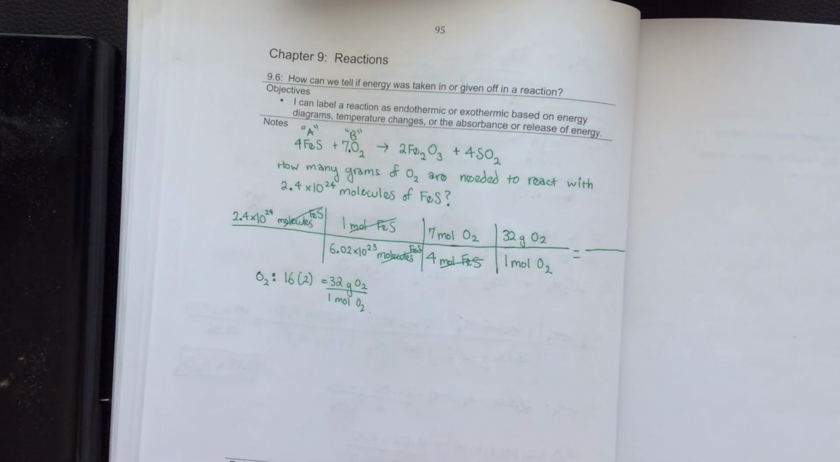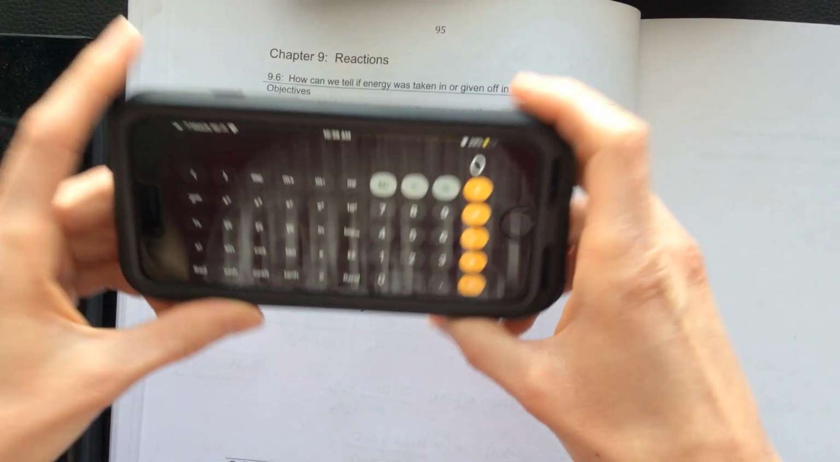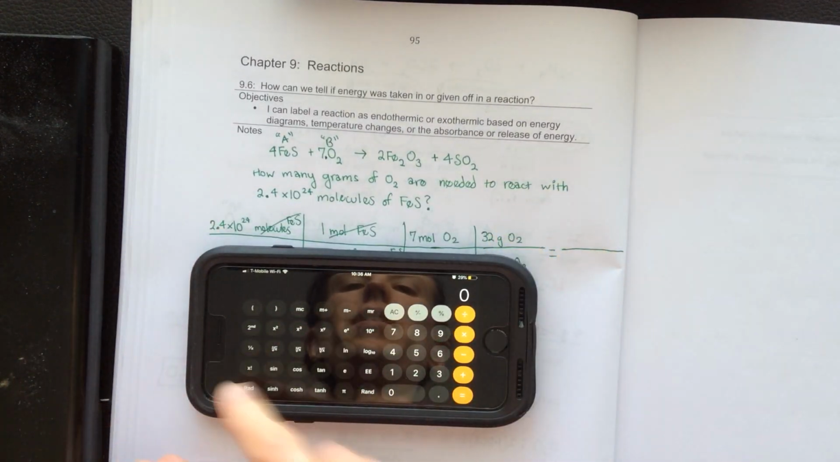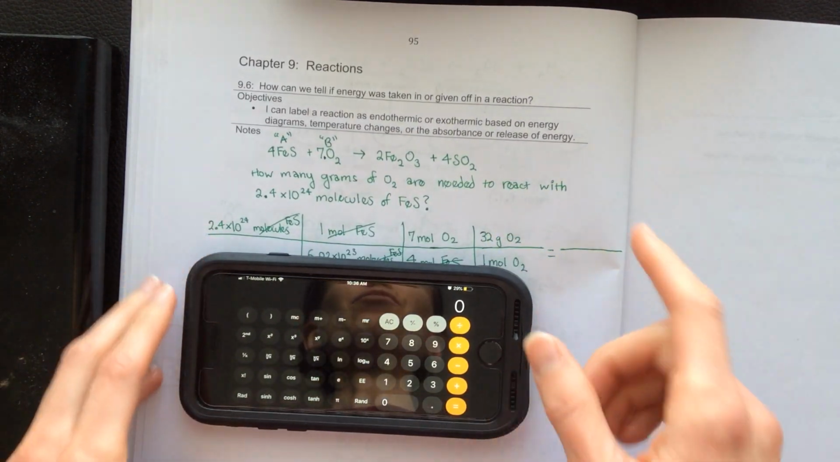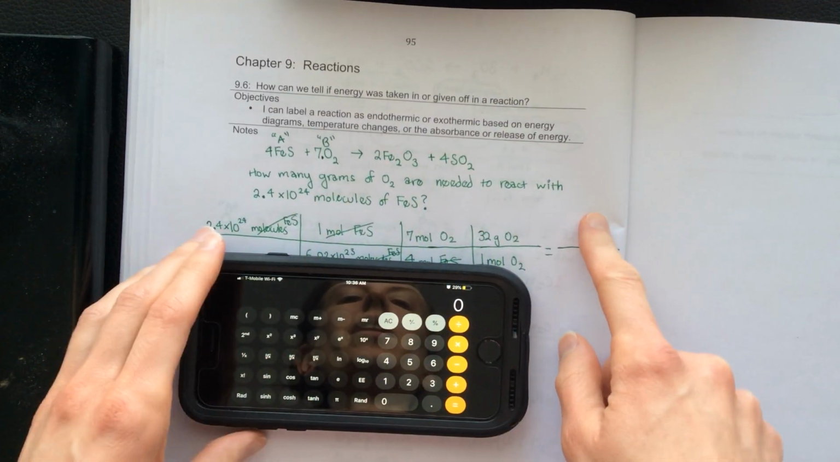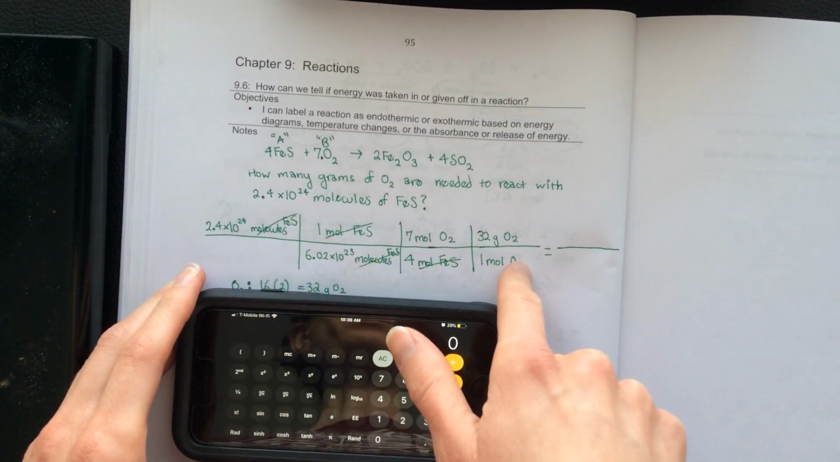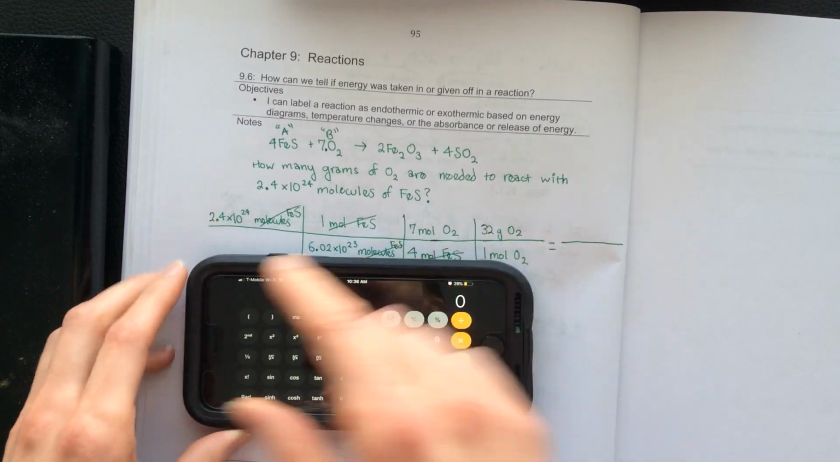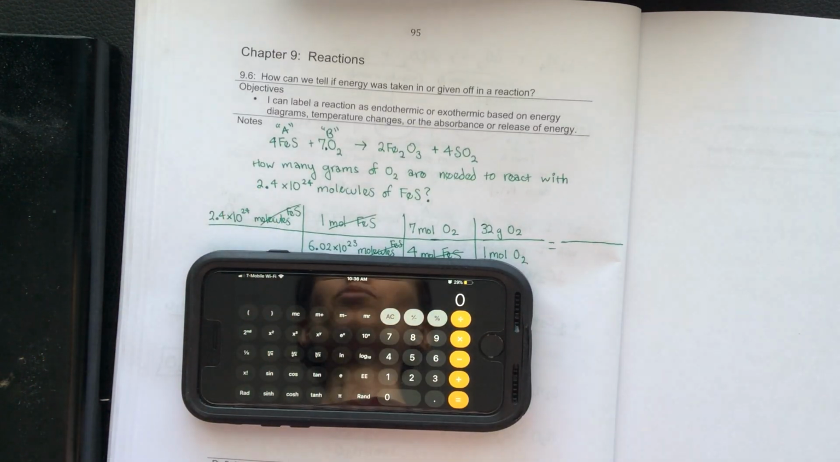So let me turn on my screen rotation. On your calculator, if you have an iPhone, you're going to want to turn it so that you can see all these extra buttons. And what I would do always with these problems is multiply everything on the top, write that on the top of your fraction, then multiply everything on the bottom, write that on the bottom, and then divide. Okay, so we need to do 2.4 times 10 to the 24th.